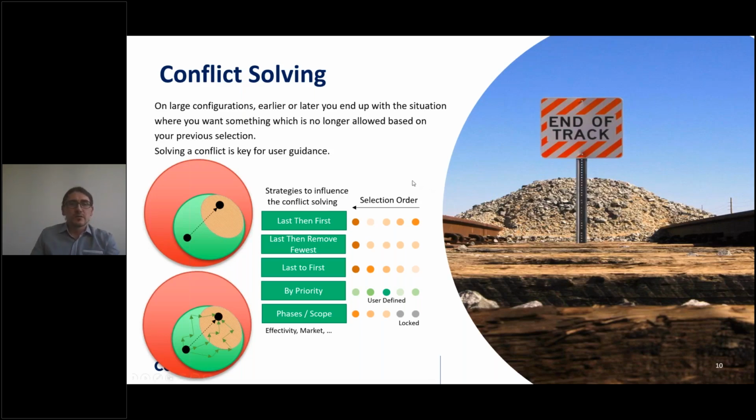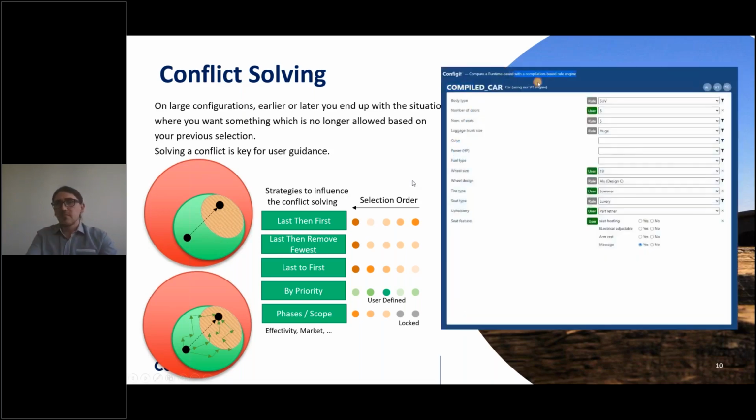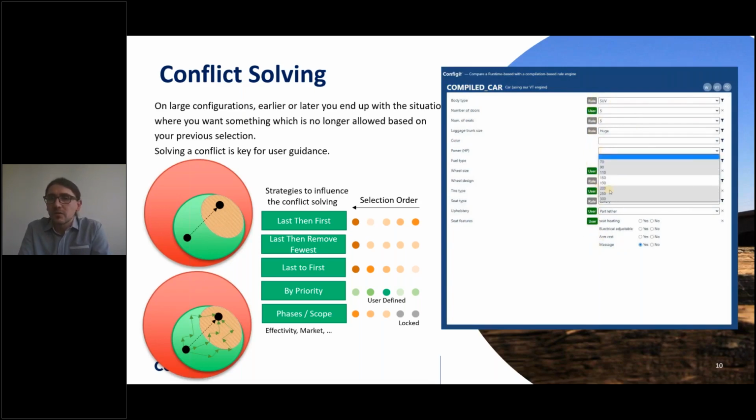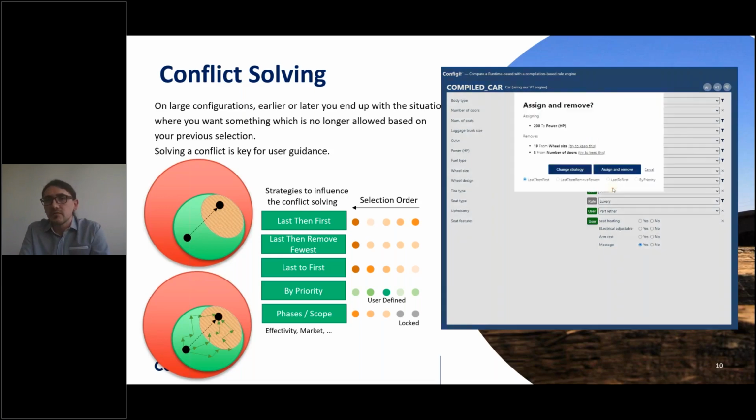And let's have a look into an example. So here again, our compiled car model. We have already done a couple of selections here, and we will now go in and select something which is no longer available. Let's say on the horsepower, we would like to have 200 horsepower. And this one is not available for the selection we have done. And the engine tells us, okay, if you want to get that one, you have to get rid of the 19-inch wheels and the 5 numbers of doors.